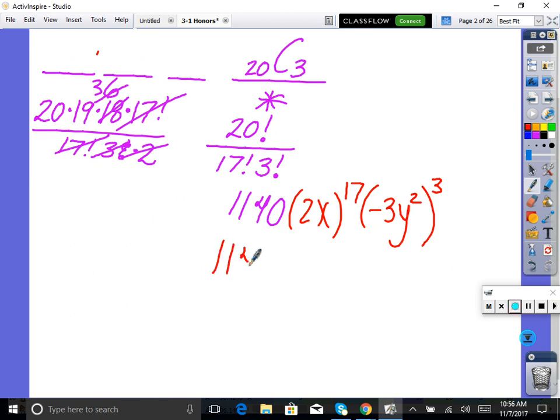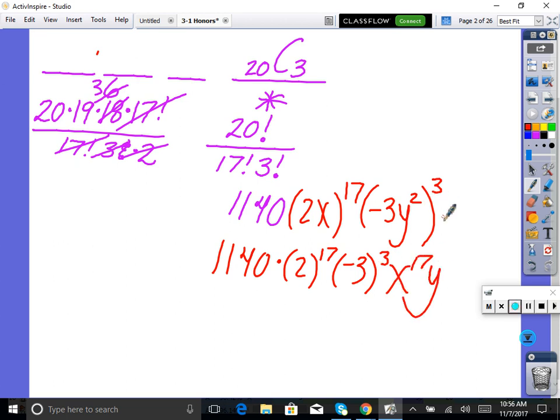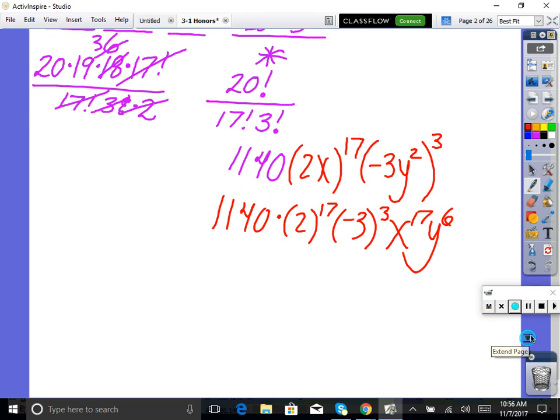So then our final answer, we're almost done. We would have 1140 times 2 to the 17th times negative 3 to the 3rd, x to the 17th, y to the, raise a power to a power, and you multiply. Very good. Now you would simplify that. Go. Just say it in a row. You got it?